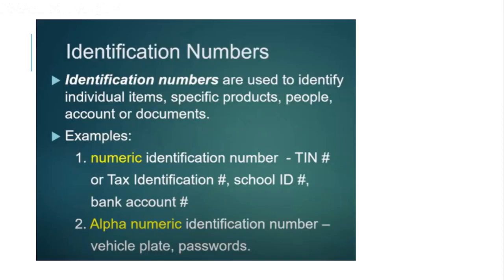Now, identification numbers. The identification numbers are used to identify individuals, the person or items, specific products, people, accounts or documents. For example, the numeric identification numbers: our TIN, or tax identification number, our school ID, our bank account. They are numeric. While the alphanumeric identification numbers, as I said earlier, are the vehicle plate, and even your password. When you make your password, you are using alphanumeric.